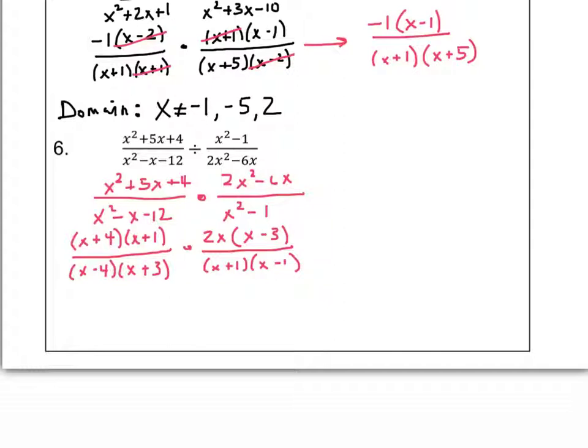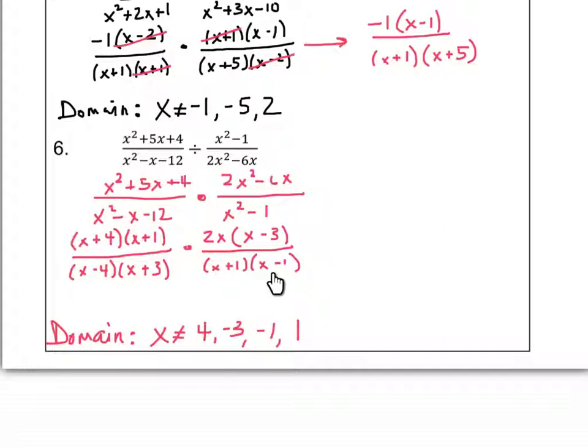Once I've done that, I'm going to state the domain. X cannot be 4, negative 3, negative 1, and positive 1. For right here, it's positive 4. For right here, it's negative 3. For right here, it's negative 1. And for right here, it's positive 1. Any one of those four values will make the denominator 0.